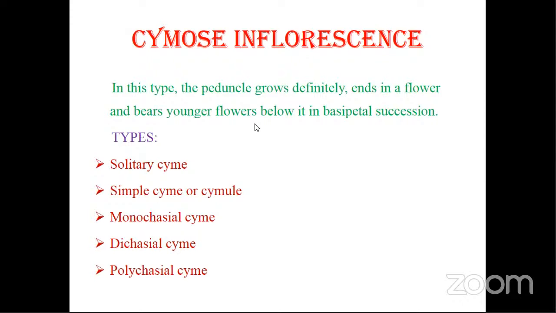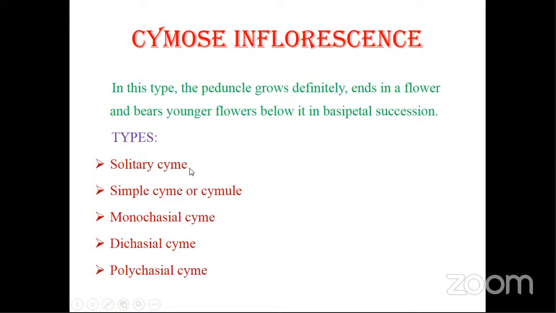Here, because the peduncle grows definitely, it grows to a certain height and produces a flower. So the first flower produced will be at the tip, and then flowers will be produced from below the old flower. The next one will be produced below it. So flowers get arranged in basipetal manner. Older flowers towards the tip, younger flowers towards the base. This is called cymose type of inflorescence.